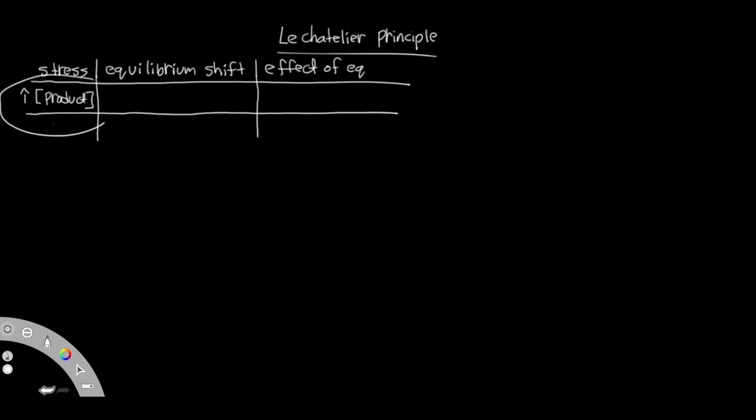Okay, when we increase the product, where is it going to go next? Where is this equilibrium shift going to take that material? Well, it's going to go in the opposite direction. It's going to go towards the reactant. Maybe I'll write this over here, towards the reactant. In case you're kind of confused why, let me show you an example here. So I think we looked at N2O4 in the previous video.